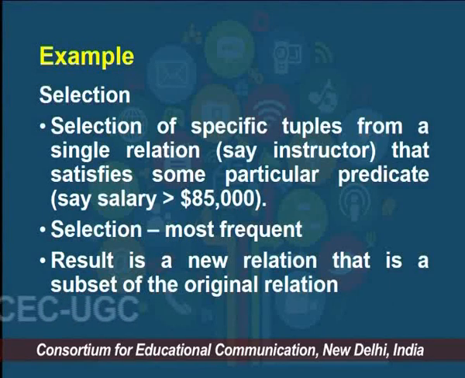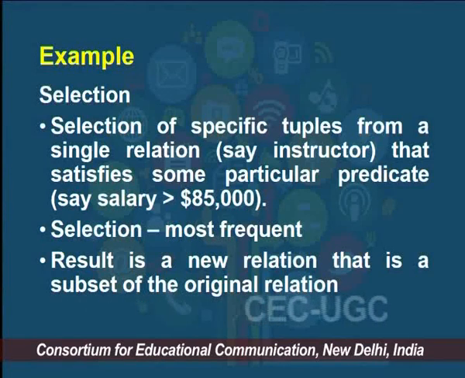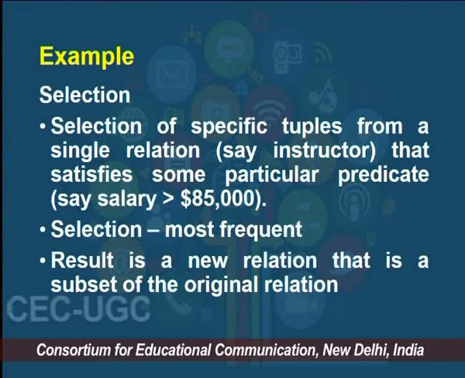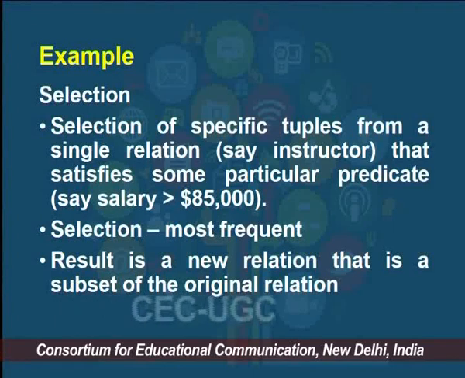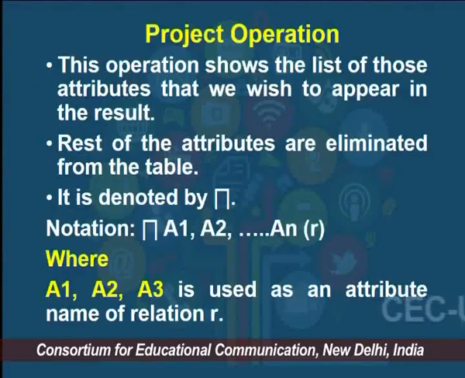So this was one of the most common, most basic, most frequently used operations under relational algebra, which is the selection operation. Now coming to our next one, which is the project operation. The project operation is going to show the list of those attributes which we want to appear in the result.